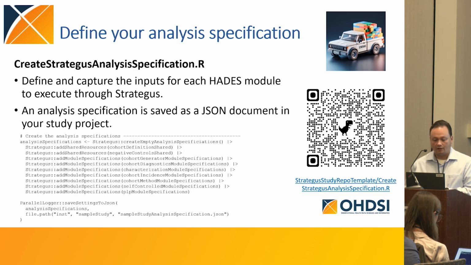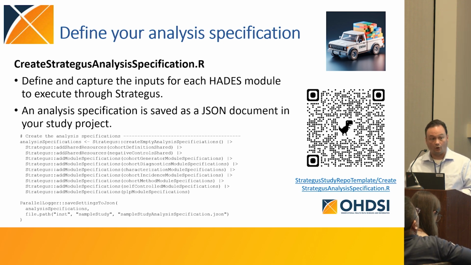So within the template, there is a create Strategos analysis specification R script, and that lengthy script will go through each one of the Hades analytical packages that's supported, and it is used to create the exemplar that is part of the template. If you are familiar with Hades, you may be familiar with a synthetic OMOP CDM that we use in the R space called Eunomia.